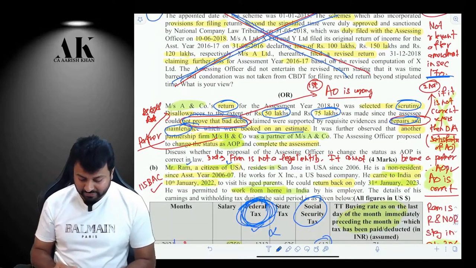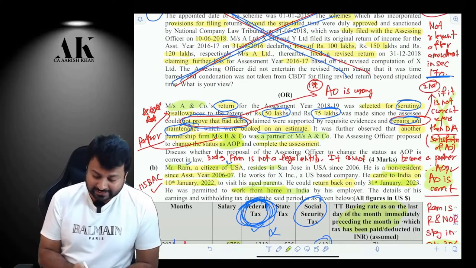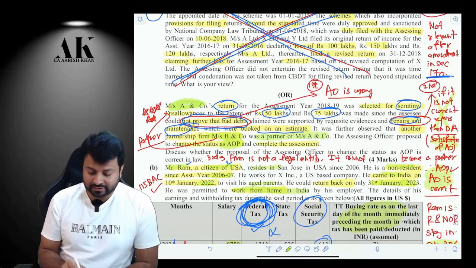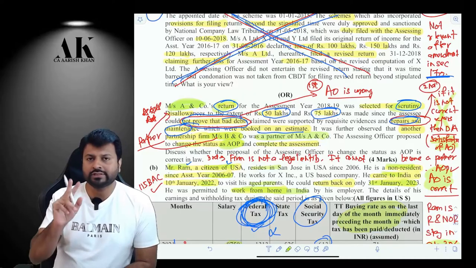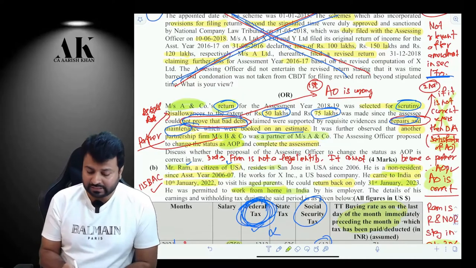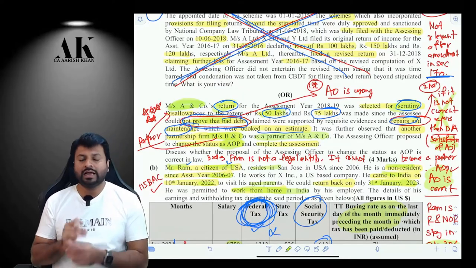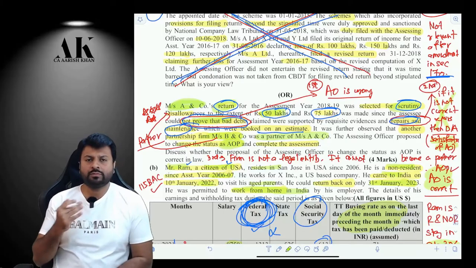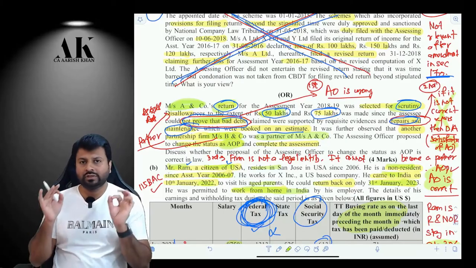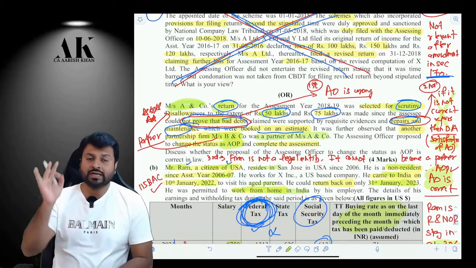In the second part of this question, a lot of things are happening. There is an assessee, Messrs. A and Company, a partnership firm, who has filed the return, and his return is selected for scrutiny. Now, there are two disallowances made by the assessing officer. First, he has added 50 lakhs as bad debts. Why? Because the assessee was not able to prove that the debt has become bad. So is the contention of the assessing officer correct? The answer is no, no, no.